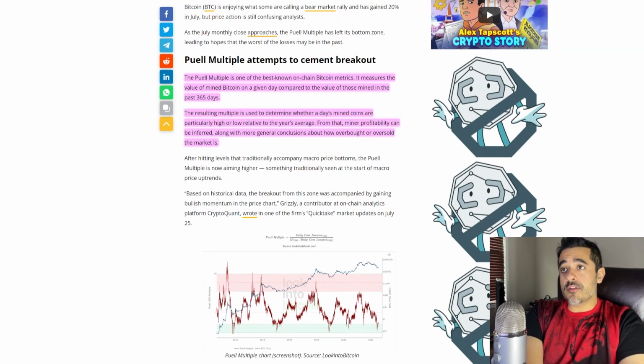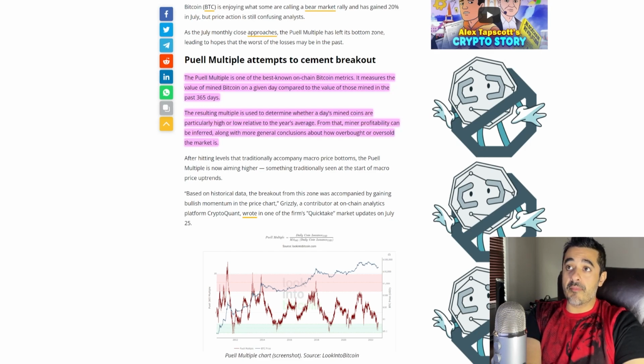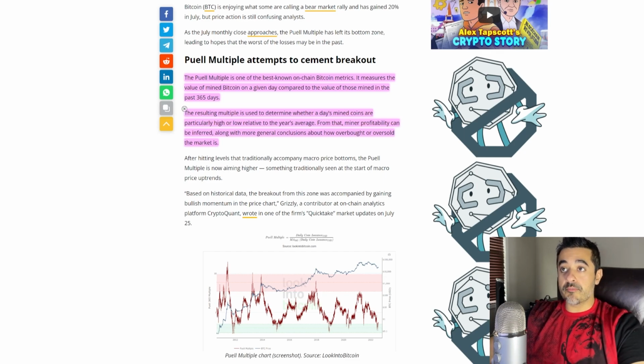So it says the Puell multiple is one of the best-known on-chain Bitcoin metrics. It measures the value of mined coins or mined Bitcoin on a given day compared to the value of those mined in the past 365 days. The resulting multiple is used to determine whether a day's mined coins are particularly high or low relative to the year's average. From that, miner profitability can be inferred, along with more general conclusions on how overbought or oversold the market is.